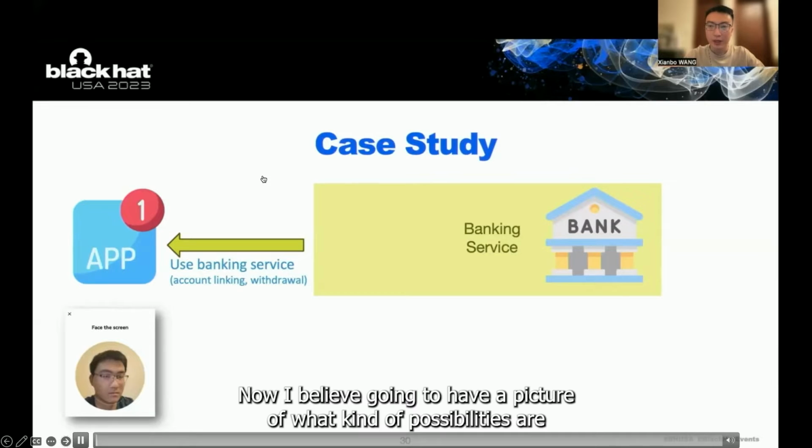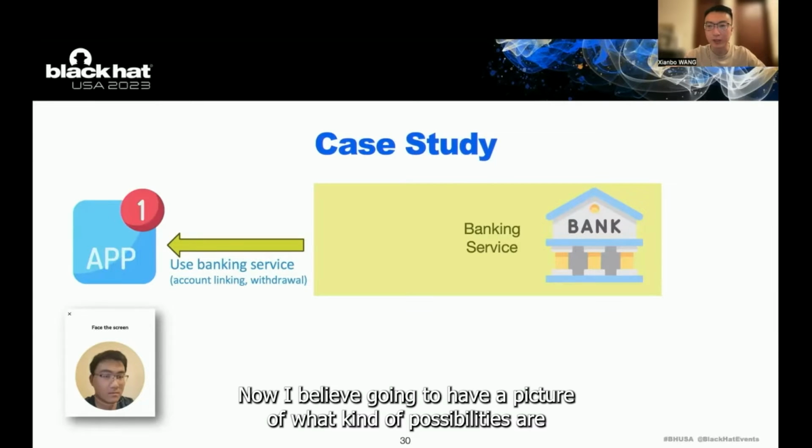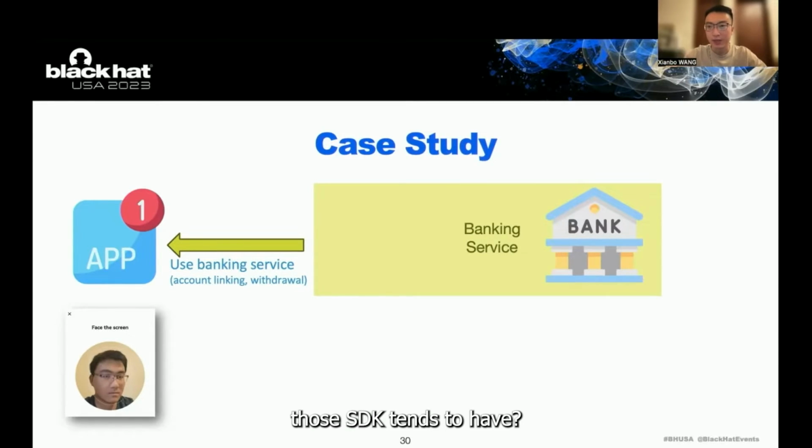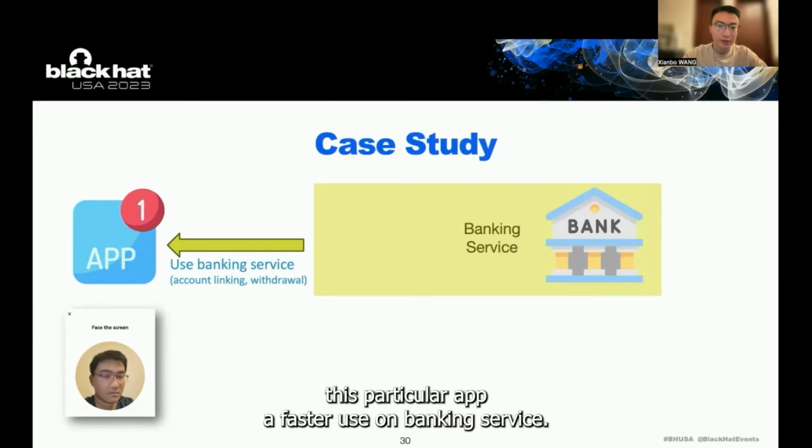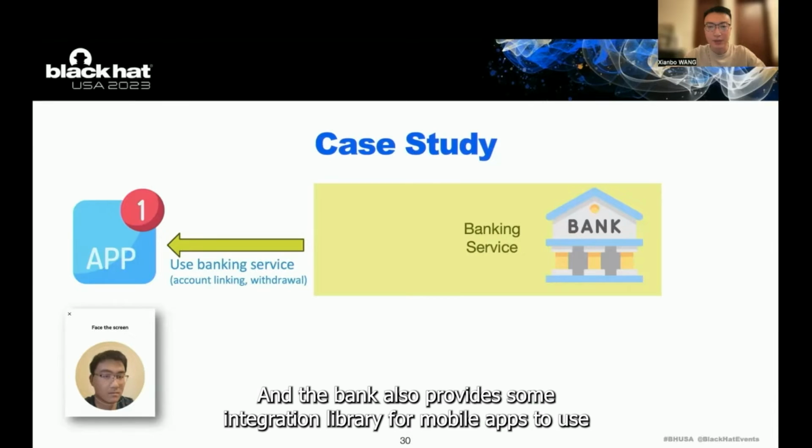Okay, now I believe you have a big picture of what kind of vulnerabilities those SDKs tend to have, and also you know what an attack looks like. Now let's look at some concrete example app, especially for those of you who prefer to read code. This particular app tries to use some banking service, and the bank also provides some integration library for mobile apps to use.